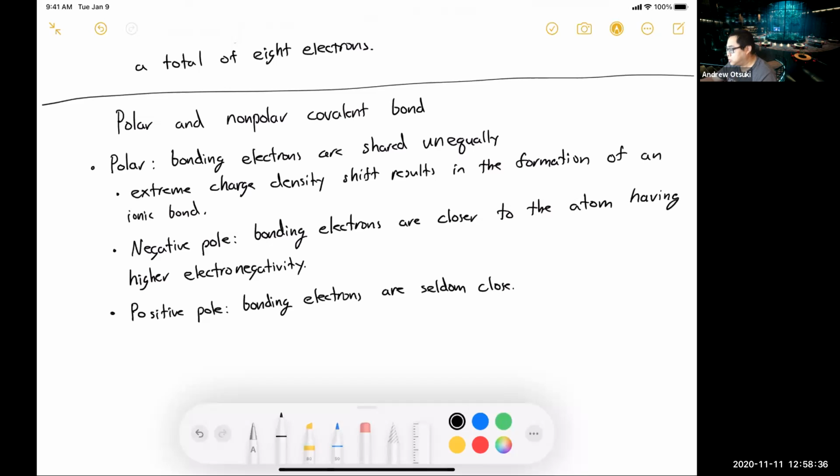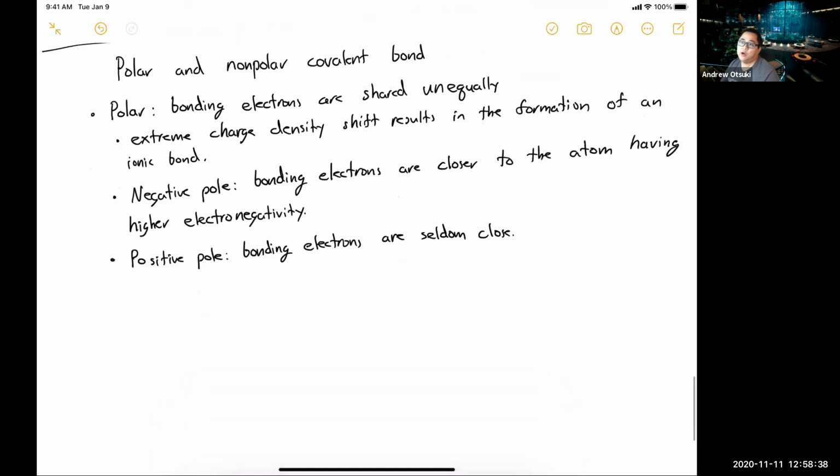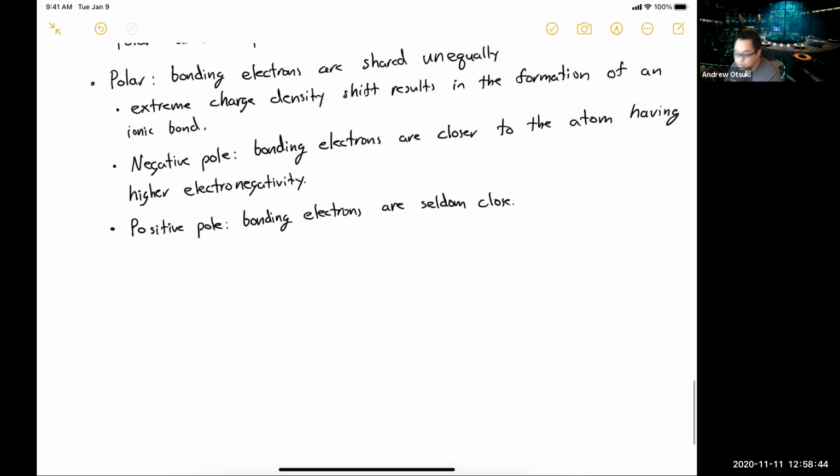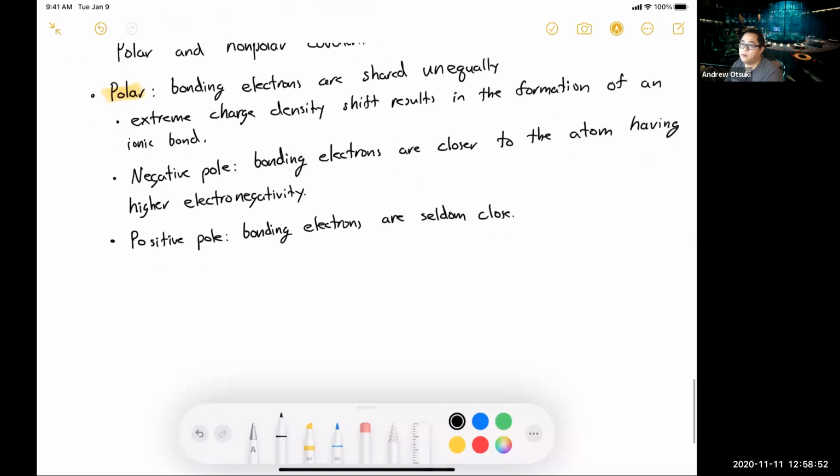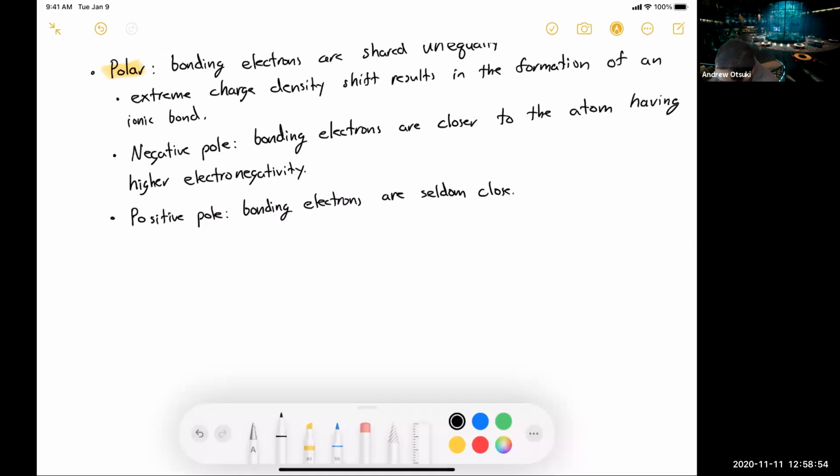Seldom is just another word for rarely or not often, so just keep that in mind. Let's highlight a few things here. Now let's talk about non-polar. This will be the last thing that we talk about. We only have about 2 minutes left.